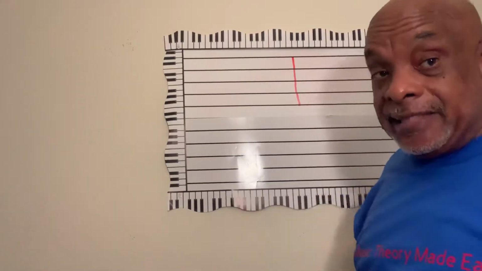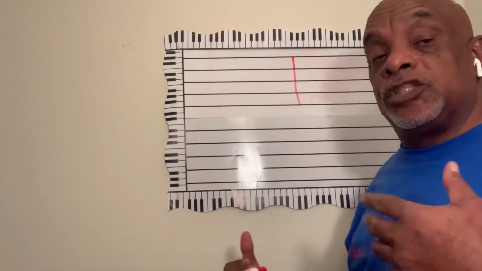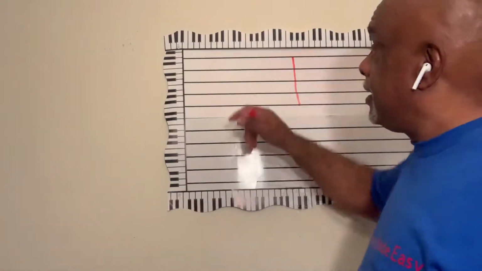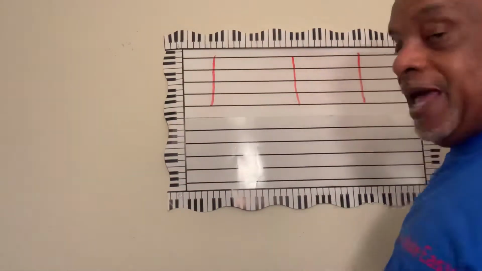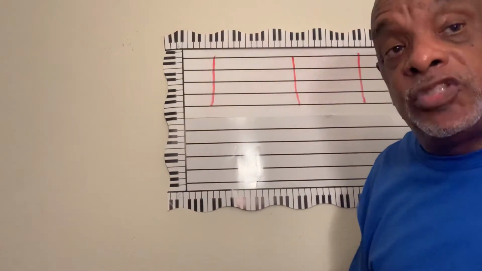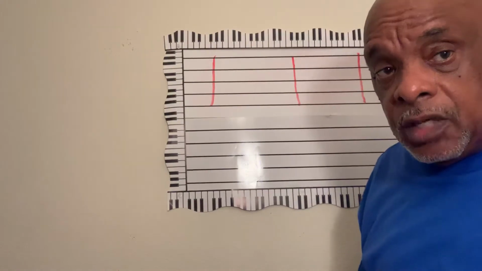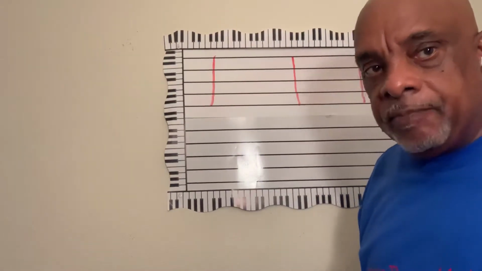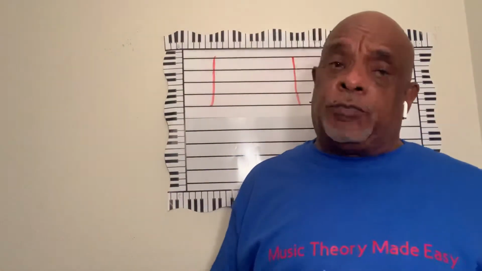A staff is divided into measures by what are called bar lines, and the space in between bar lines is called a measure. One more time. A staff is divided into measures by bar lines, and the space in between each bar line is called a measure.